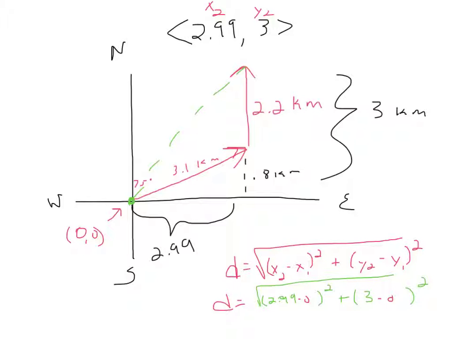Remember when we talked about as a bird flies, it's just the distance going across. So when you square 2.99 and then add that to 3 squared, you're going to get like 17.9401. Remember, we then have to take the square root of it, and we get roughly 4.2 kilometers. And that's where that 4.2 came from.